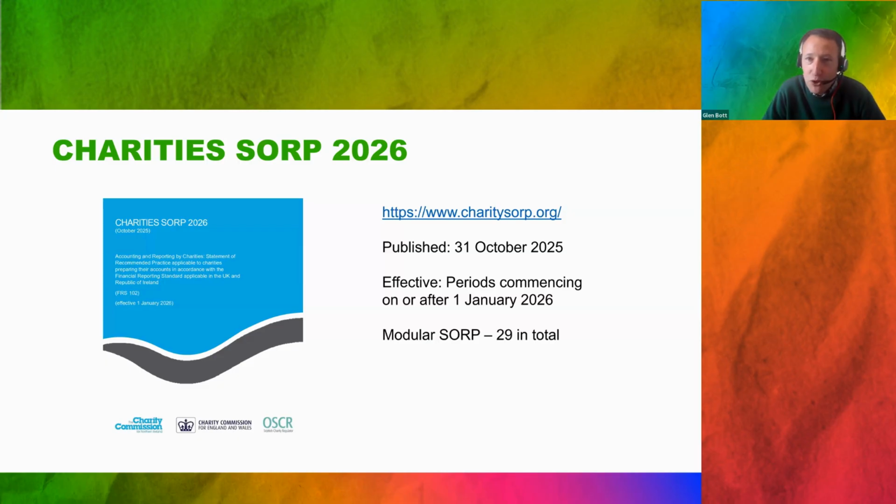Again, the Sorp is still a modular Sorp, which is how the old Sorp was as well. So there's 29 modules in total. And last week we went through module 5, which was income recognition, and module 10 on leases, being two of the areas with the significant changes from the old Sorp. And then today's webinar is very much going to focus on module 1, so the trustees annual report.